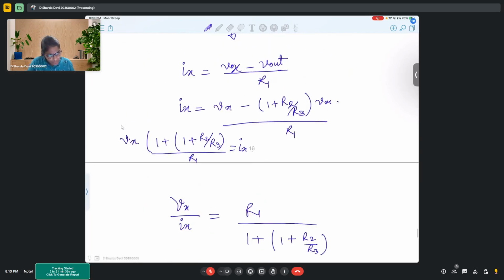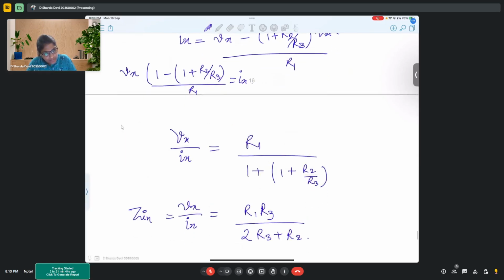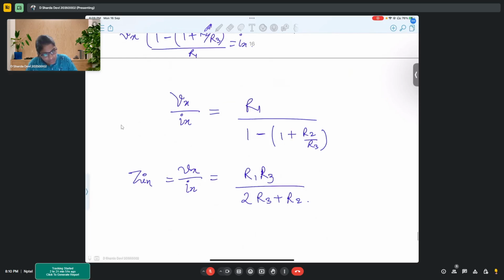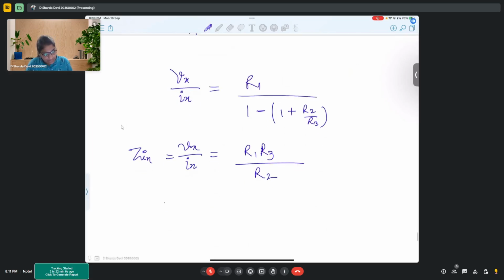There is some mistake with the minus and plus. Yes, here it was 1 minus, so this would be minus, so this would become R1 by R1 into R2 by R3. So this would give us the Zn.